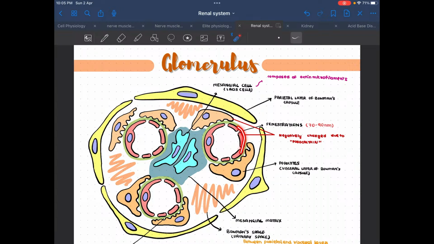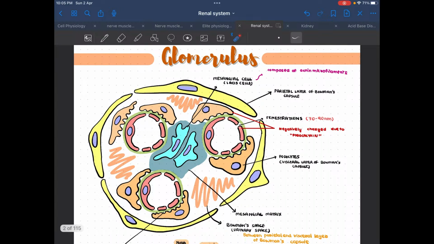And this right here is the basement membrane, and that whole structure is known as a glomerulus. So we have the endothelium, we have the fenestrated endothelium, we have the basement membrane, we have the foot processes that these podocytes extend, we have the visceral and parietal epithelial cell layers, and between the parietal and the visceral epithelial cell layer, we have the Bowman space, also known as the urinary space.